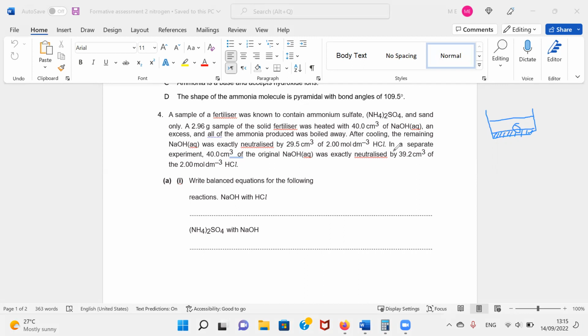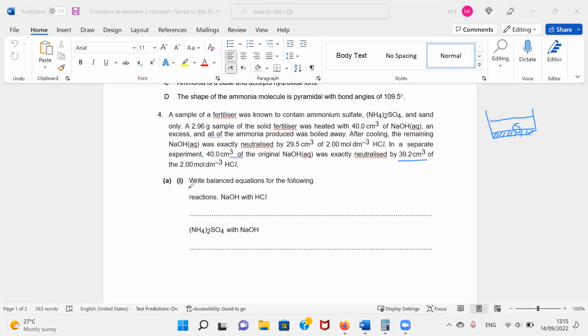Second experiment, in a separate experiment, 40 centimeter cube of the original sodium hydroxide, maybe from the same bottle, from the same volumetric flask, similar to this sodium hydroxide, was exactly neutralized by this amount of HCl, which has the same strength of 2 molar.